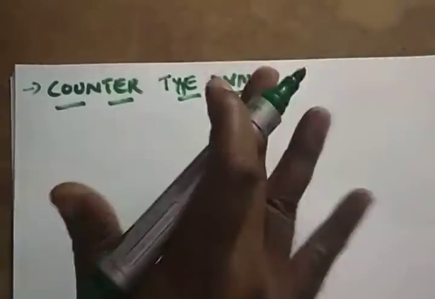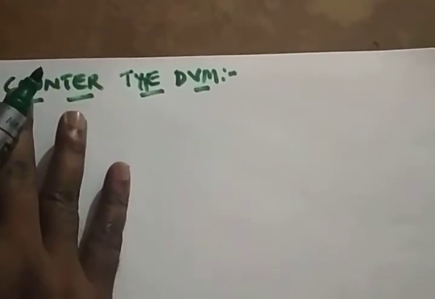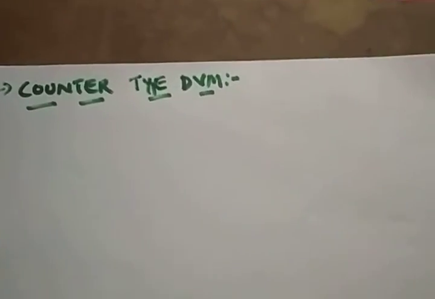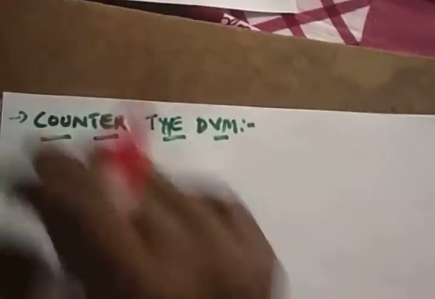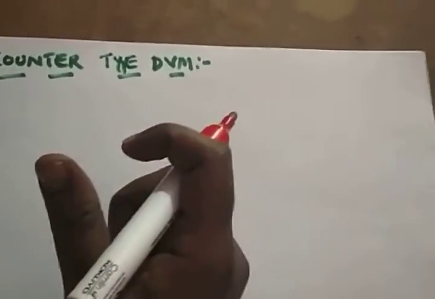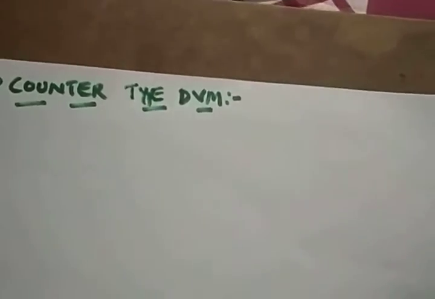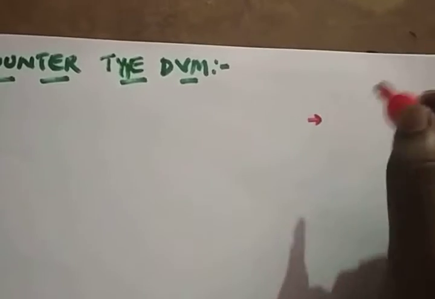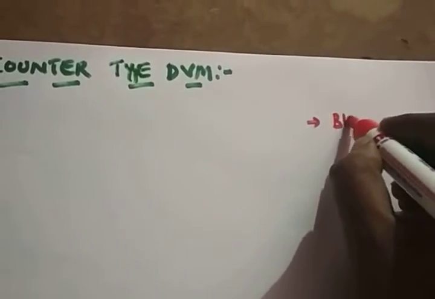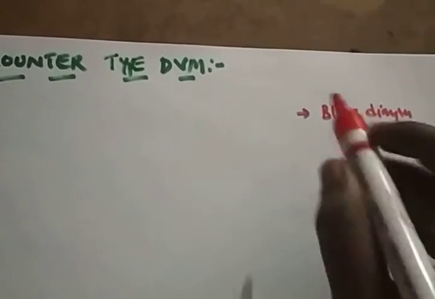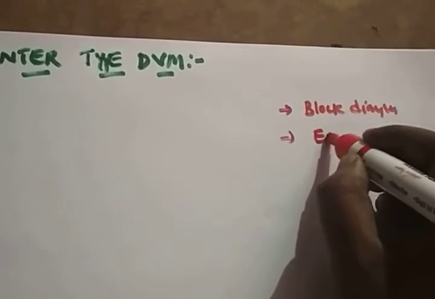So for each and every DVM, I'll take one session. With that I'll clearly explain. For these types of DVMs, I don't want to write anything. I just want to draw the block diagram first for every DVM. After that I'll explain each and every block.